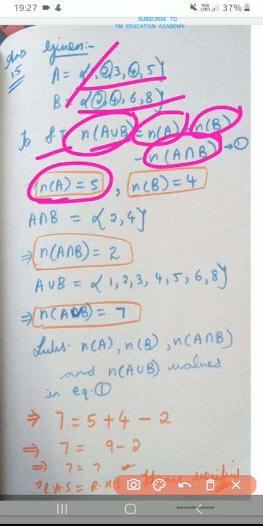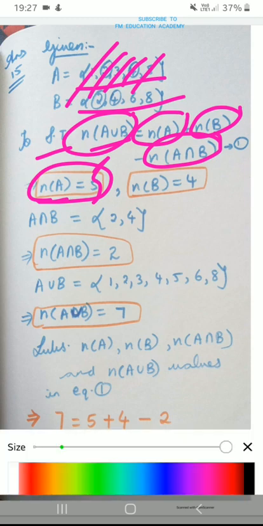So how many terms are there in A? 1, 2, 3, 4, 5. So 5. And n of B means number of terms of B. How many terms are there in B? 4. 1, 2, 3, 4. So n of B is equal to 4.